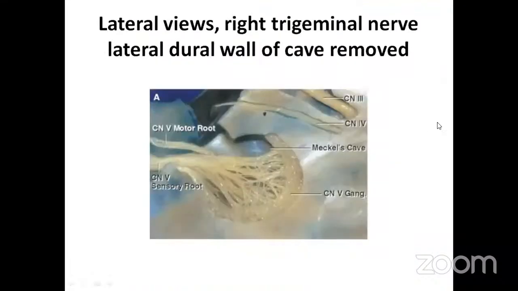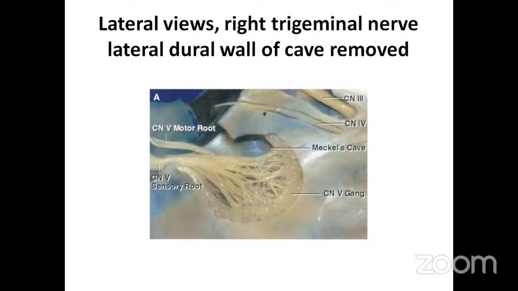This diagram is showing the lateral view of the right trigeminal nerve. In this diagram, the lateral dural wall of the Meckel's cave has been removed. The Meckel's cave is a dural outpouch in the upper part of the petrous part of the temporal bone. The Meckel's cave comes through the posterior fossa into the middle cranial fossa. Meckel's cave is also known as the trigeminal cave or trigeminal cavity.